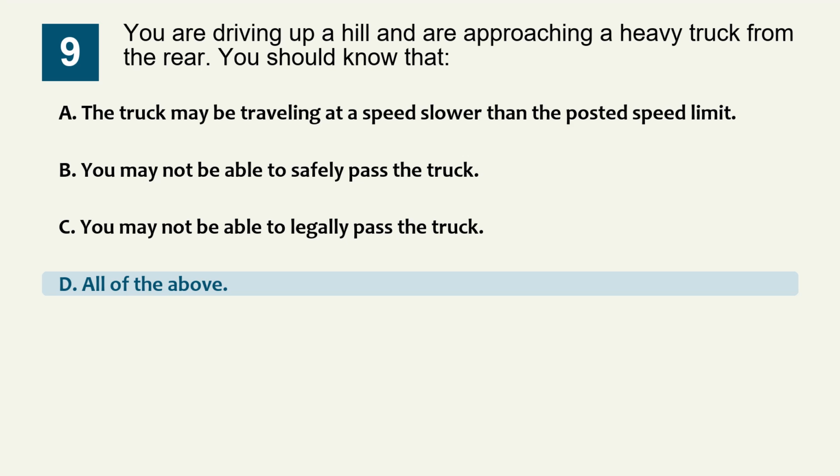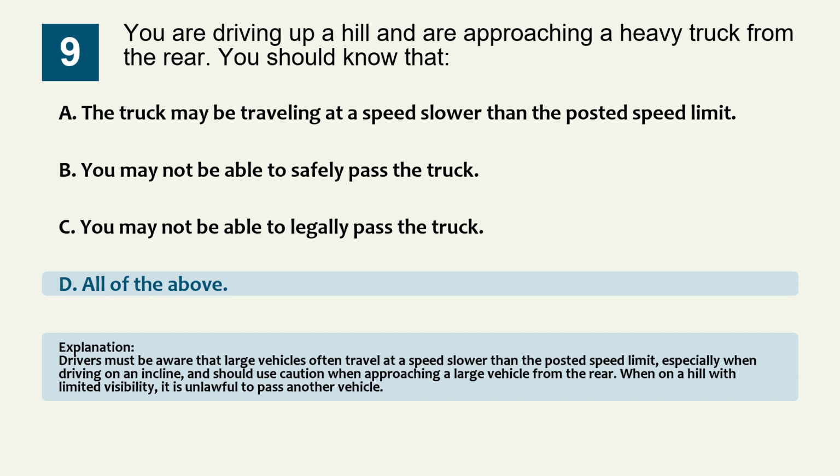The correct answer is option D. All of the above. Explanation. Drivers must be aware that large vehicles often travel at a speed slower than the posted speed limit, especially when driving on an incline, and should use caution when approaching a large vehicle from the rear. When on a hill with limited visibility, it is unlawful to pass another vehicle.